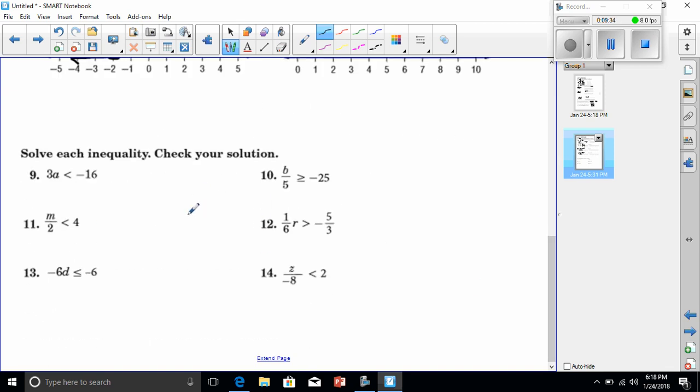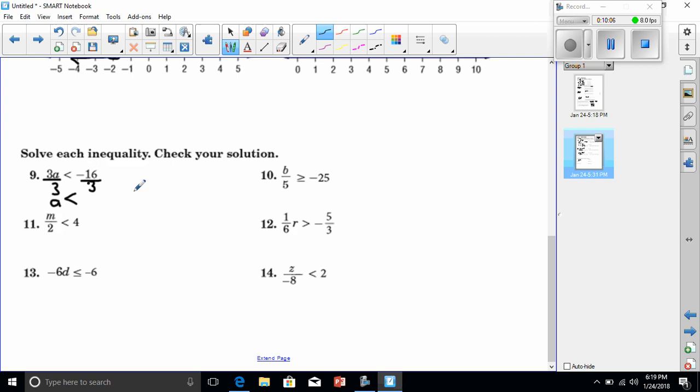Let's do these. Solve each inequality. Check your solution. Well, it states here that 3a is smaller than negative 16. So I have to divide 3 from 3a so I can get a by itself. I didn't divide or multiply by a negative number, so my symbol stays the same. Whatever I divide from one side, I must divide from the other, which makes negative 16 divided by 3.